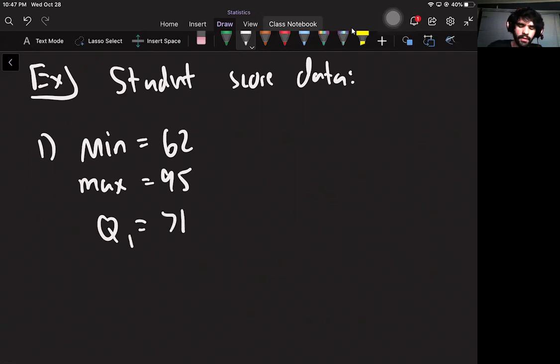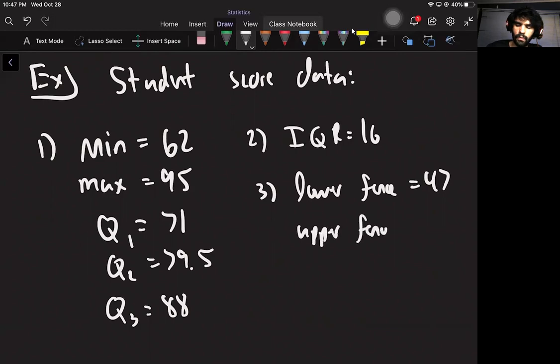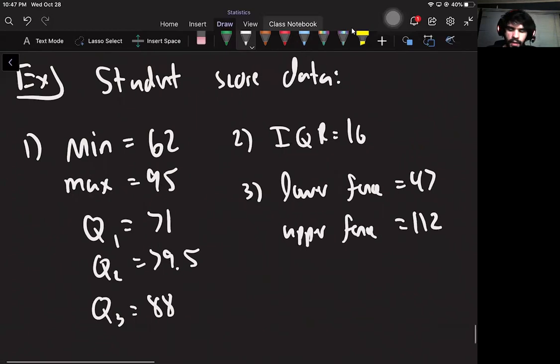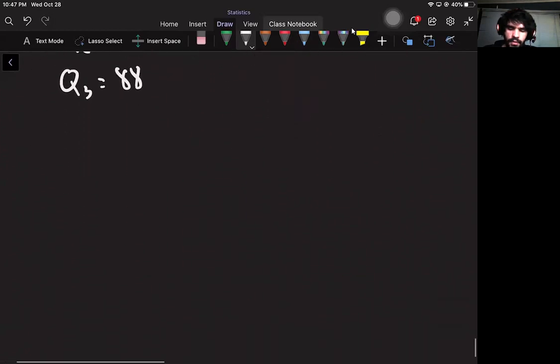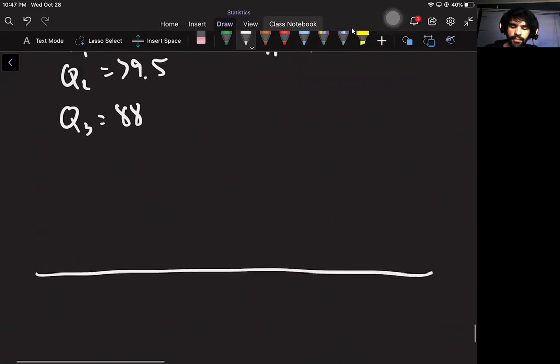Okay, we had Q1 was 71. We had Q2 was 79.5. And we had Q3 was 88. We had the IQR, that was 16. We had the upper and lower fences. The lower fence was 47. The upper one was 112. So remember, there were no outliers. So what that means is our box is just going to stretch all the way to the top and the bottom, but that's not what has to happen.